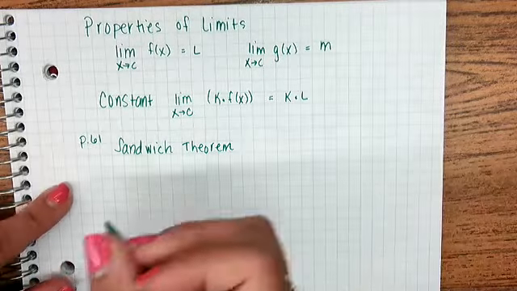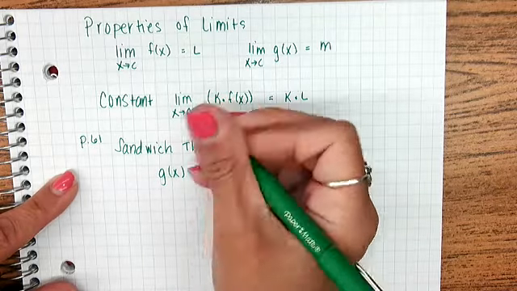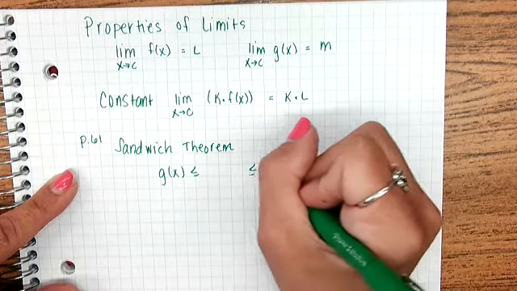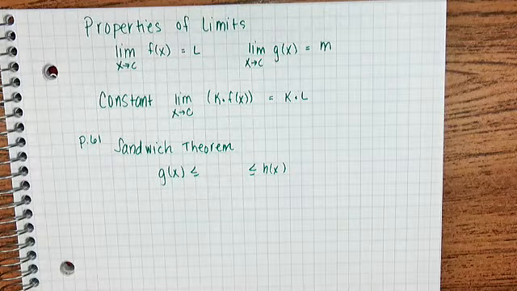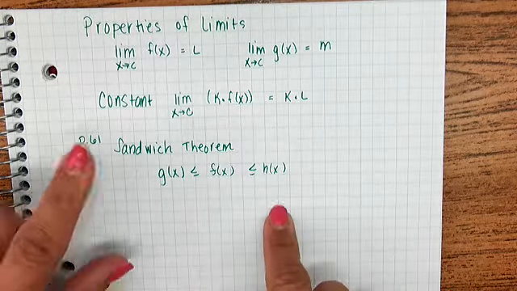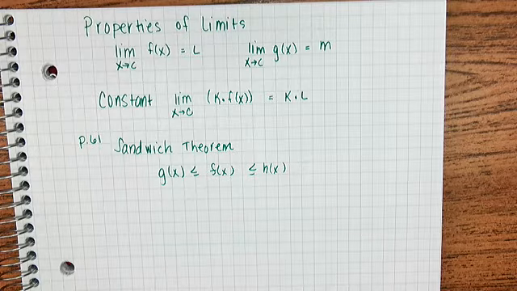So you have a function g and a function h. You got a function g, you got a function h, and sandwiched in between those is some function f. This is why it's called the sandwich theorem. You have a function g, you have a function h, and somewhere between those two pieces of bread, we just smashed our function f. Okay.